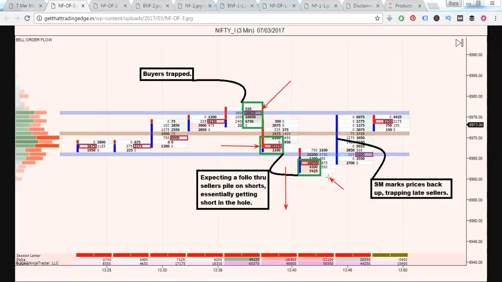trapped sellers. Again, you can see in this box a lot of red trends, but the close is off the lows, and the next bar moves sharply higher, trapping any late sellers that sold in these two green boxes. So that was a nice scalp by smart money.